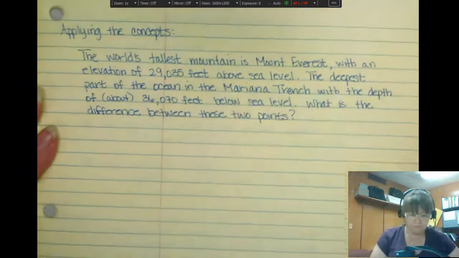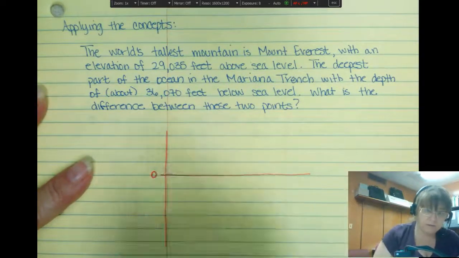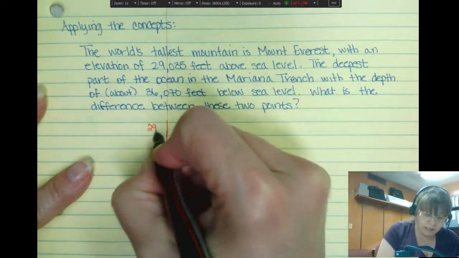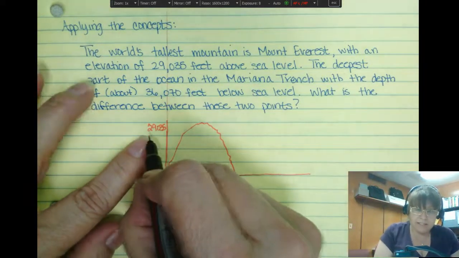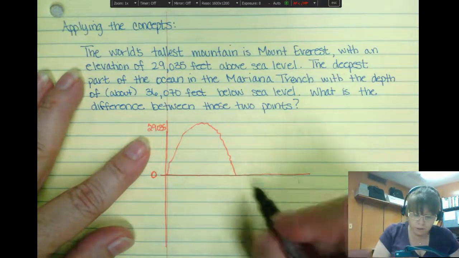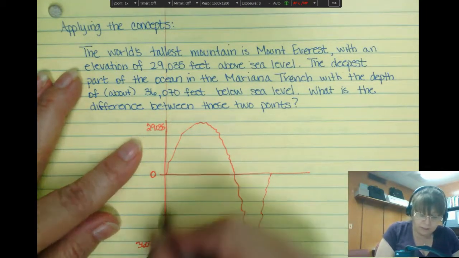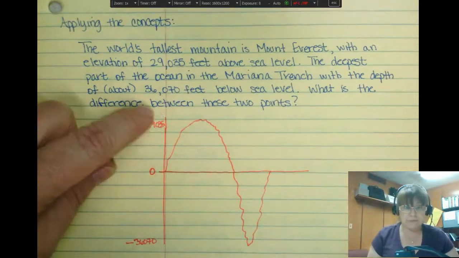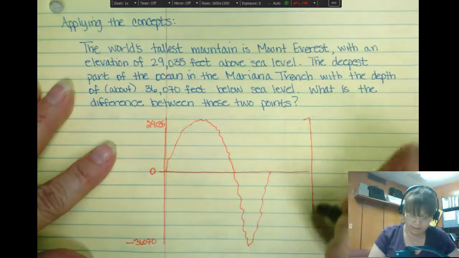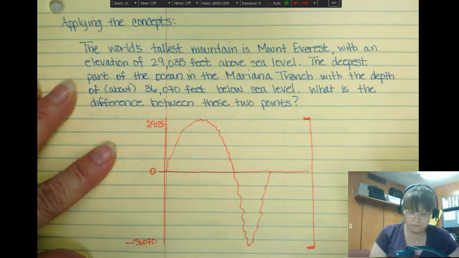So let me draw what I mean. And if sea level is 0, 29,035 is the height of Everest. So here's my mountain of Everest, right? 29,035. The Mariana Trench is below sea level. It's way down here at 36,070, but it's below 0, so it is actually a negative 36,070 feet, right? And we want to take the difference to figure out the actual whole entire difference between the high point of the Earth and the low point of the Earth.